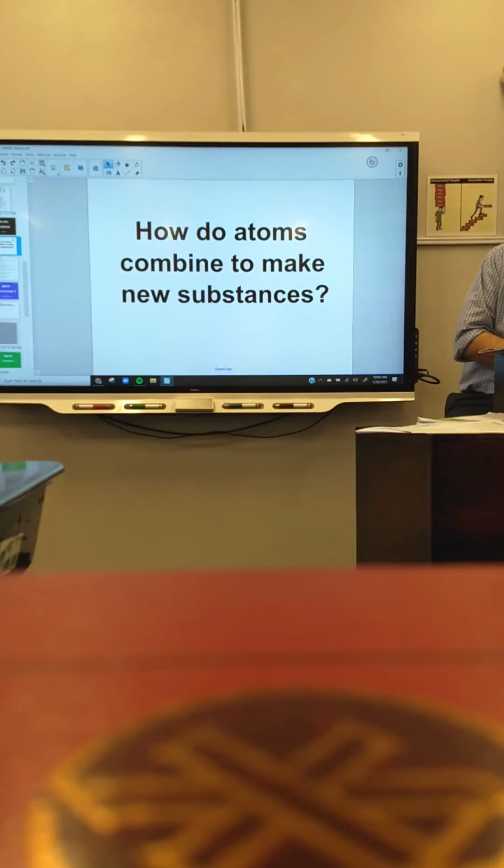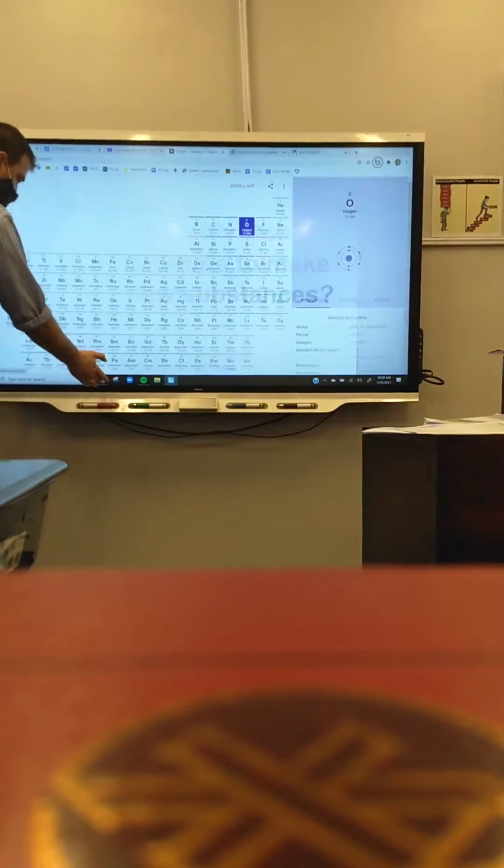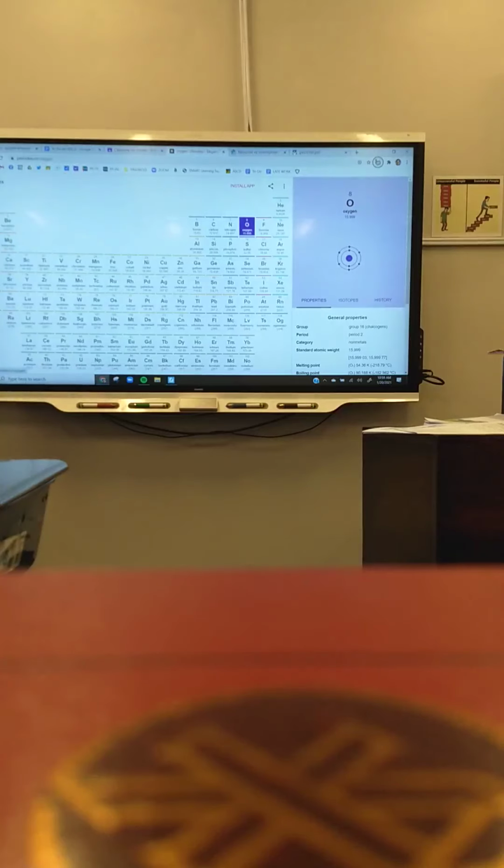Yes and no. If water is an element, please show me where I have water. What's the symbol? Water is a substance that is made out of elements. Okay, so make sure we're using the right terms. You said that well. Water is not an element.